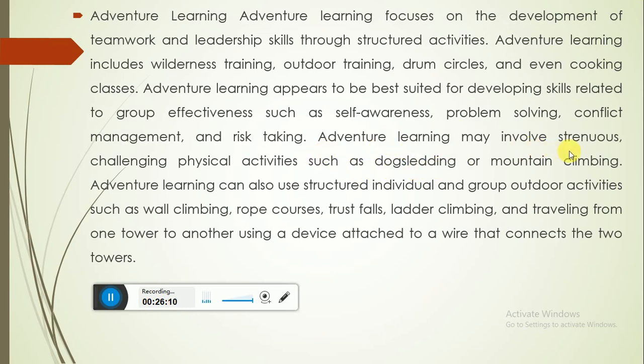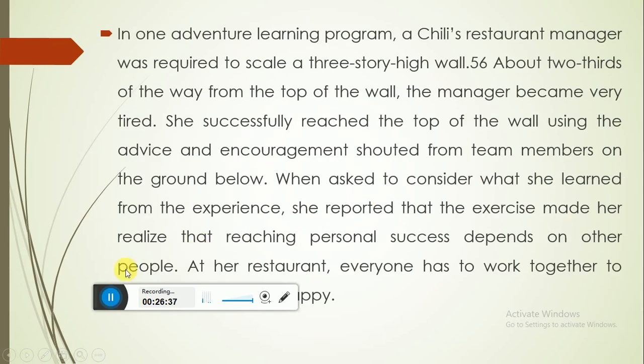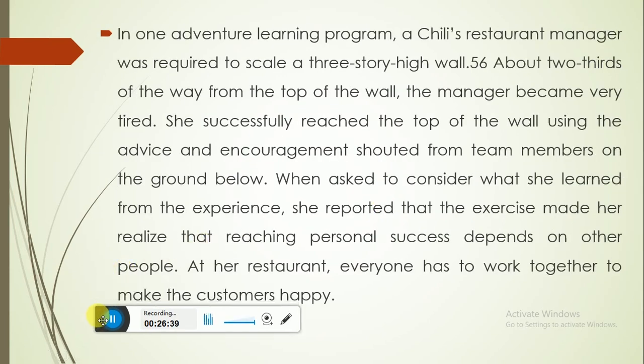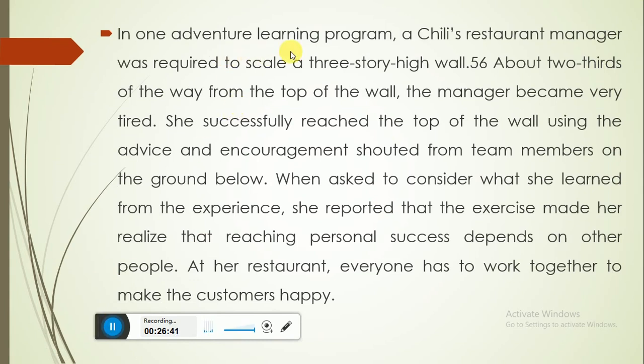Adventure learning may involve challenging physical activities such as dog sledding or mountain climbing. Adventure learning can also use structured individual and group outdoor activities such as wall climbing, rope courses, trust falls, ladder climbing, and traveling from one tower to another using a device attached to a wire that connects the two towers. So these are different types of adventurous activity that companies are using in an adventure learning program.